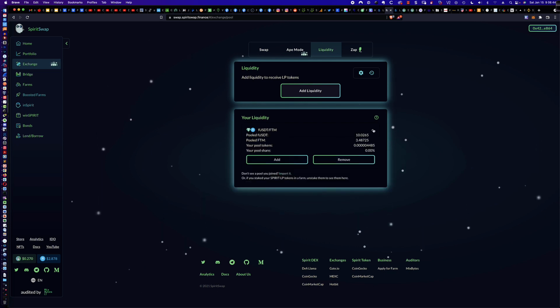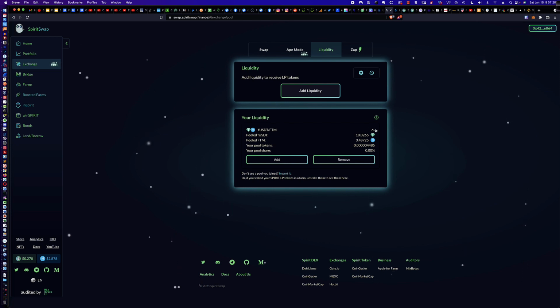Now, want to see some information about this? Here it is, right? You can see we pooled 10 because I took 7 FTM, so it split it up evenly. So it's right around 7 FTMs, right around $10, because FUSDT is pegged to the dollar, and we had some fees that we had paid. And here are the pool tokens I've got. And you can see, again, this is for demonstration, entertainment purposes. So I don't have much of a pool share here, but that's not the point. The point is that we can see here, these are my LP tokens.